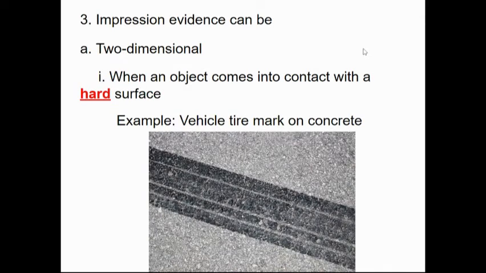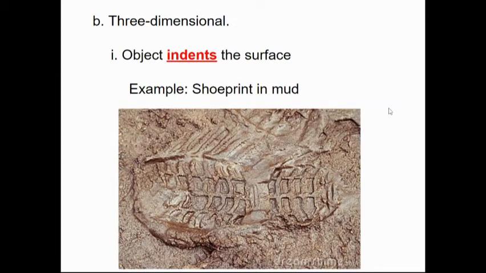Impression evidence can be two-dimensional. This is when a hard object comes in contact with a surface. So, for example, a tire mark on concrete. The concrete was harder, the tire was softer, and it left a skid mark. Three-dimensional would be an indentation on a surface, stepping in some mud and leaving behind your shoe print. Stepping in the snow. Snow is harder to capture, but it could be photographed, and there are techniques to actually preserve a print in snow.